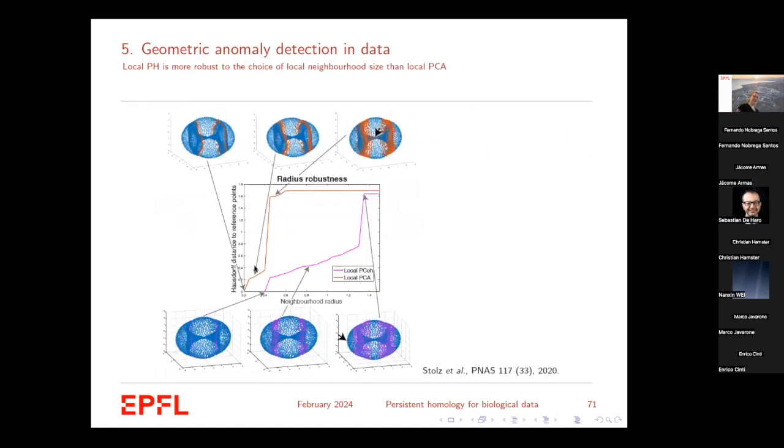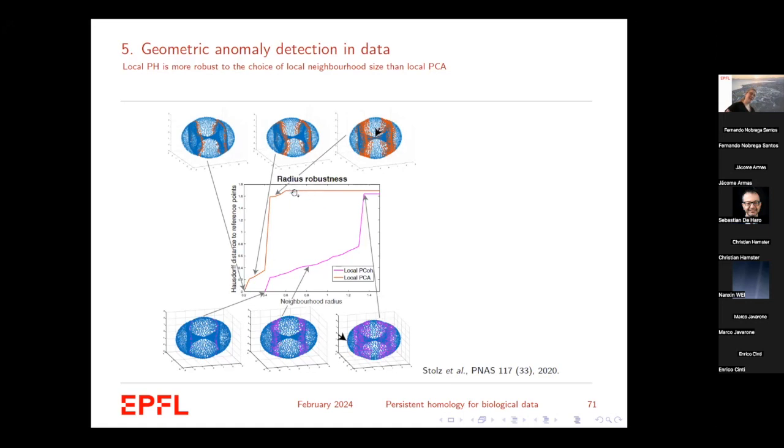And it turns out, the standard method that was used before to detect such points was local PCA. Here again, you choose a local neighborhood to do your PCA in. And it turns out that local persistent homology is much more stable to the choice of radius.